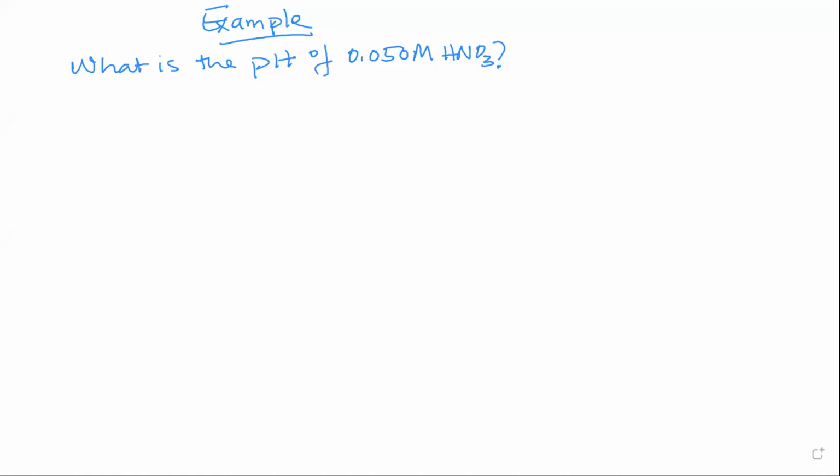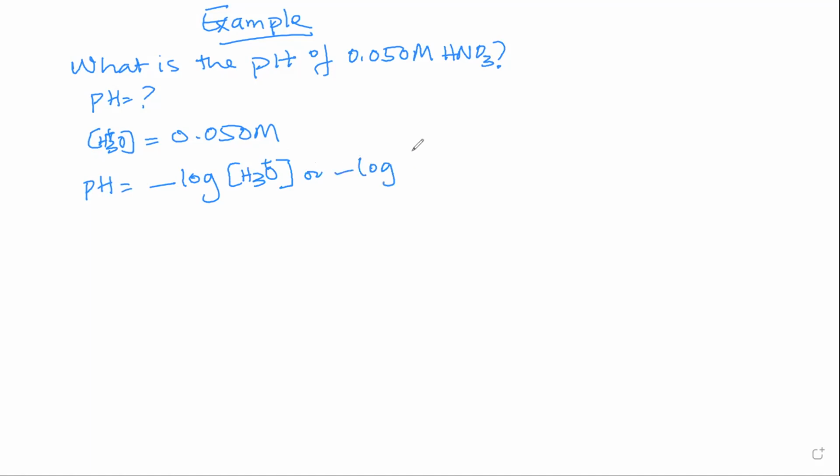So what do we know? What do we not know? What is pH? We do not know pH. Remember, the hydronium ion concentration is equal to 0.050 molar. So that's the only thing we know. But we looked at this formula, pH equals negative log of hydronium ion concentration. Okay, do we have all we need? Yes, we do.